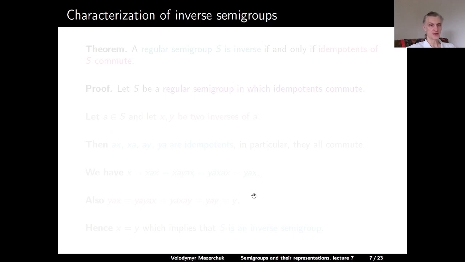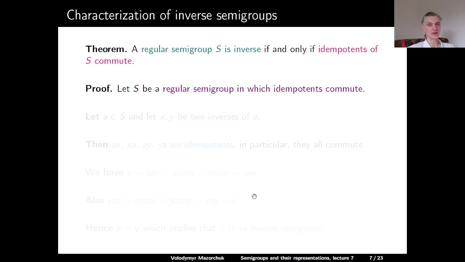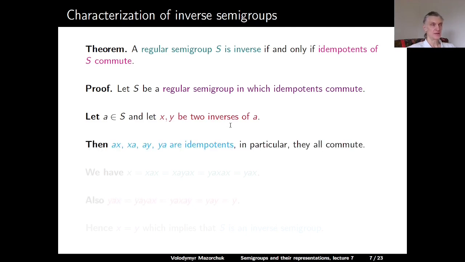Next, let us move to a characterization of inverse semigroups. Theorem: a regular semigroup S is inverse if and only if the idempotents of S commute. Proof: let S be a regular semigroup in which idempotents commute. Let A be an element in S, and let X and Y be two different inverses of A. Then we have seen that for each inverse, the product of the element with its inverse on any side is an idempotent. So AX, XA, AY, and YA are idempotents, and by our assumptions they all commute.